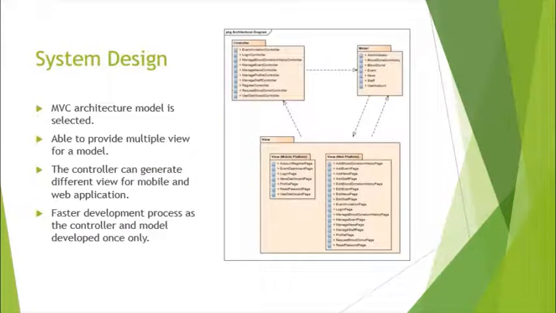Now we discuss the system design of the system. For this system, the MVC architecture model is selected. It is able to provide multiple views for a model. The controller can generate different views for the mobile and web application. One of the benefits of using the MVC architecture is that it supports a faster development process, because the controller and model are only developed once. You don't have to develop a separate controller and model for each type of application, like the web application and mobile application.